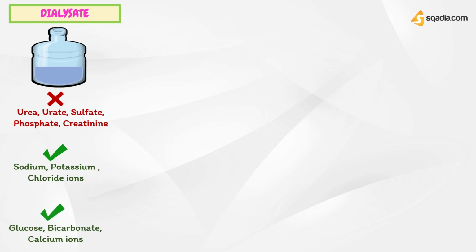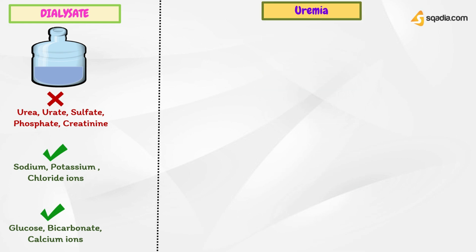But the concentration of glucose, bicarbonate, and calcium ions is more in the dialysate than in the uremic blood, moving towards uremia. Blood level of urea, nitrogen, and creatinine increases during uremia. Toxic substances such as organic acids and phenols also accumulate in blood.